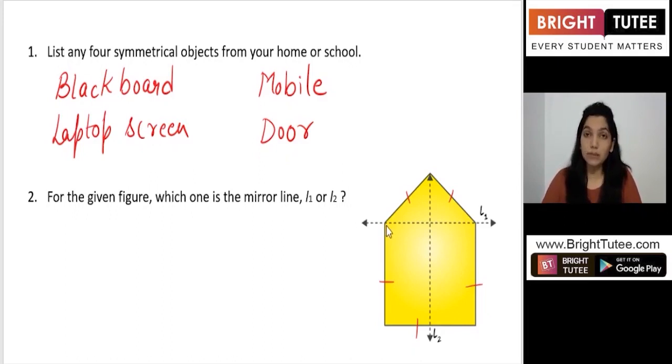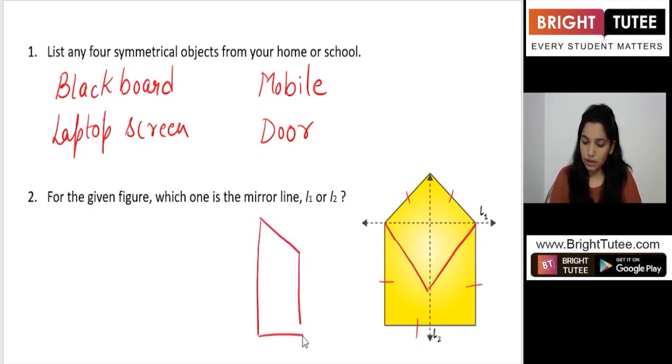If you fold this by line L1, you'll notice this kind of figure when you're folding. Just think you are not able to see anything above L1. This is what you will see if you fold through L1. Now if you fold through L2, you will see this kind of structure. Clearly L2 is dividing this figure into 2 equal halves. So which line is acting as the mirror line? It is L2. Clear? The line which is able to divide the given image into 2 halves is called the mirror line or the line of symmetry.